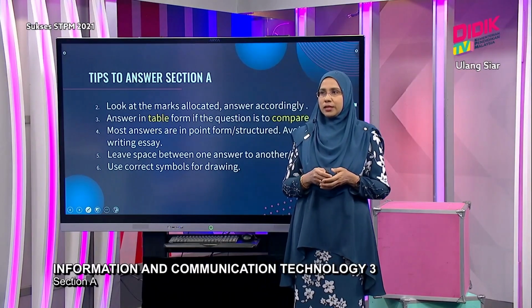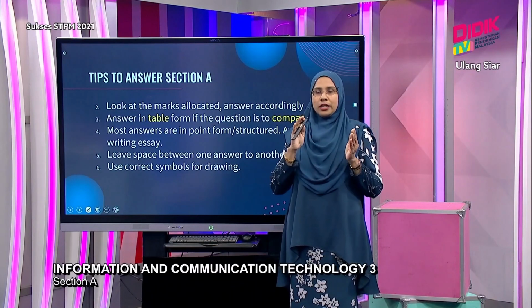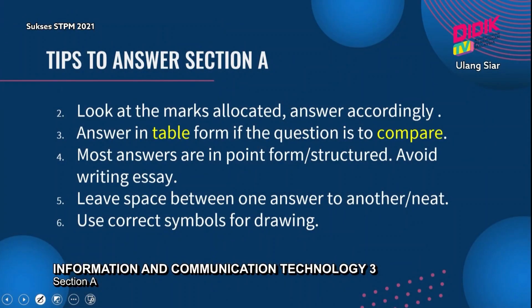Look at the marks allocated and answer accordingly. The marks allocated will give you some guidance: how long is your answer, how elaborate do I have to be? So you just look at the marks given. If the question asks you to compare A and B, you are advised to do it in table form. Why? Because we want to make sure that your answer can be read and compared neatly and clearly by the examiner.